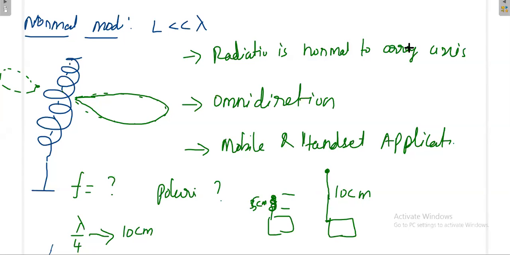Okay, so the radiation is normal to the array axis, but the directivity of the normal mode is always less than the directivity of the axial mode, because that is radiating only in one direction. This is radiating in all directions in the horizontal plane. So this will have less directivity as compared to the axial mode. Okay. Next one is slot antenna.